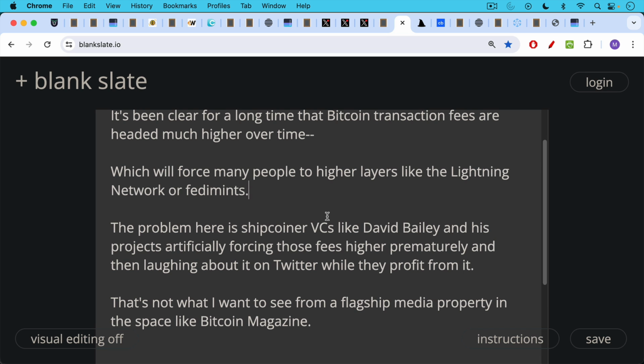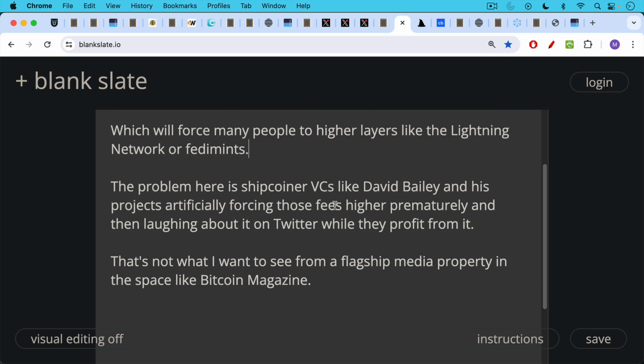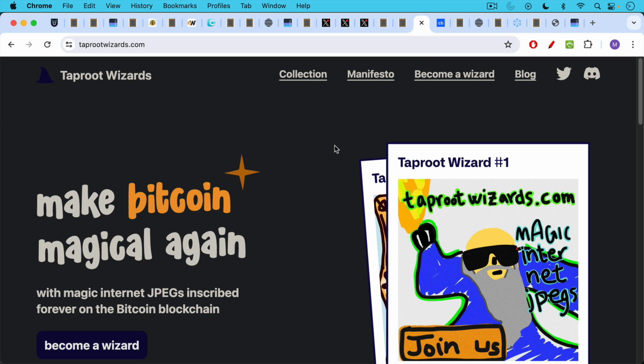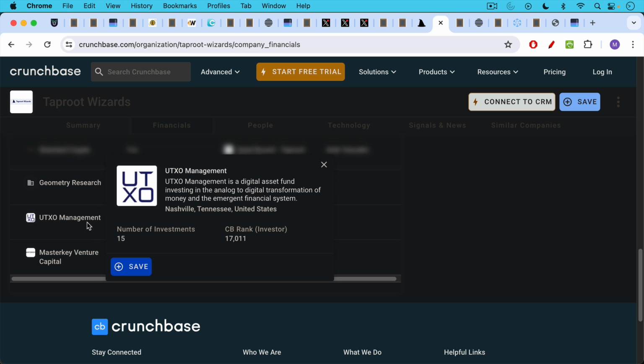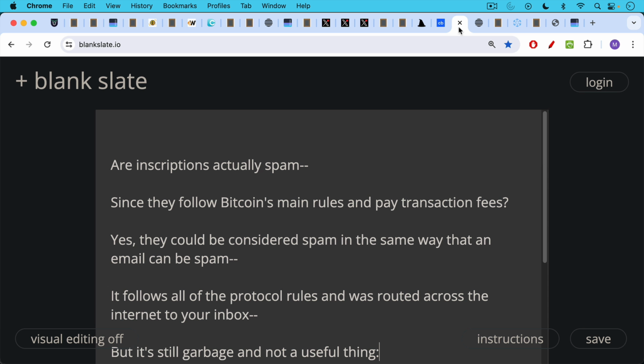This is not what I personally want to see from a flagship media property in the space like Bitcoin Magazine. We have Taproot Wizards, for example, which is funded by David Bailey and his crypto VC fund called UTXO Management.